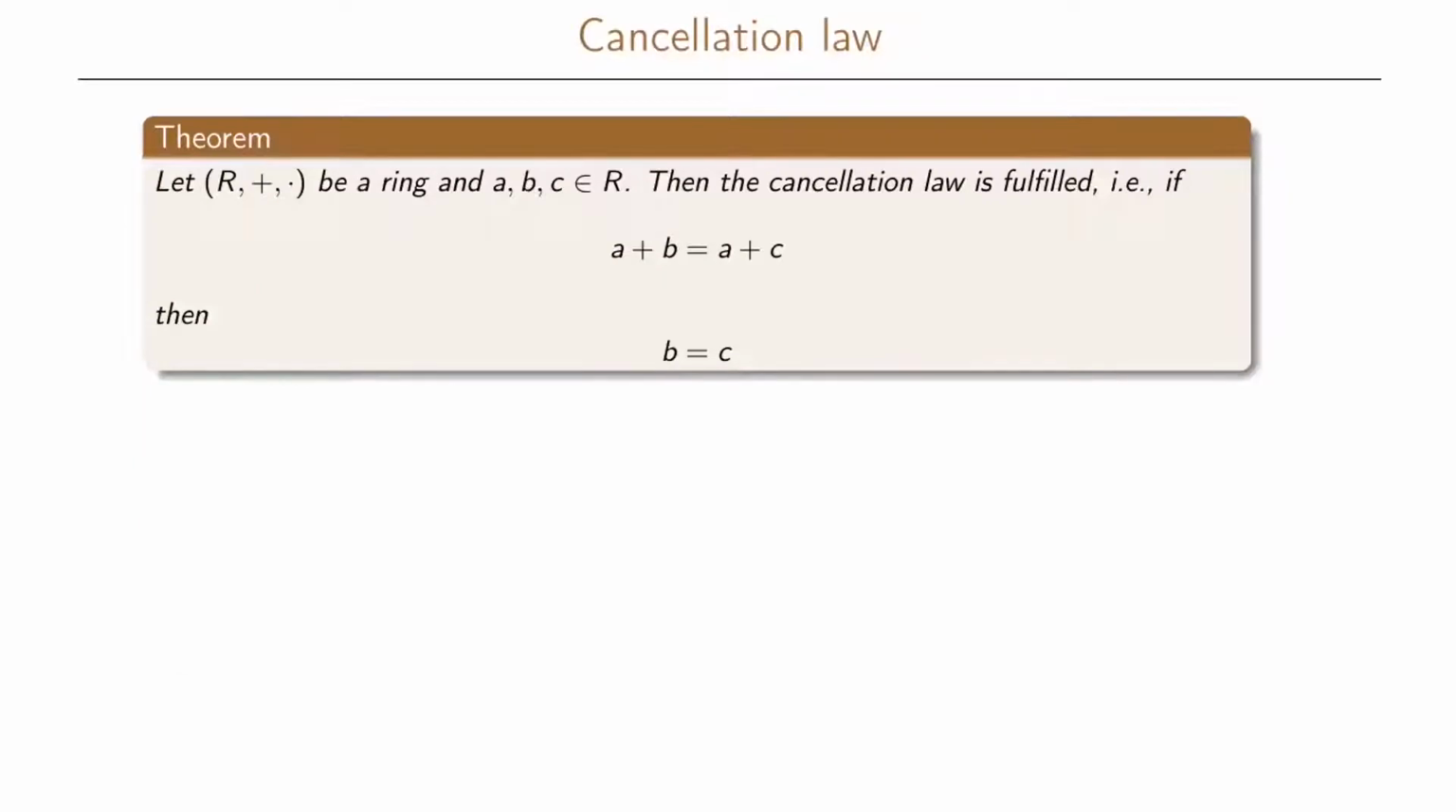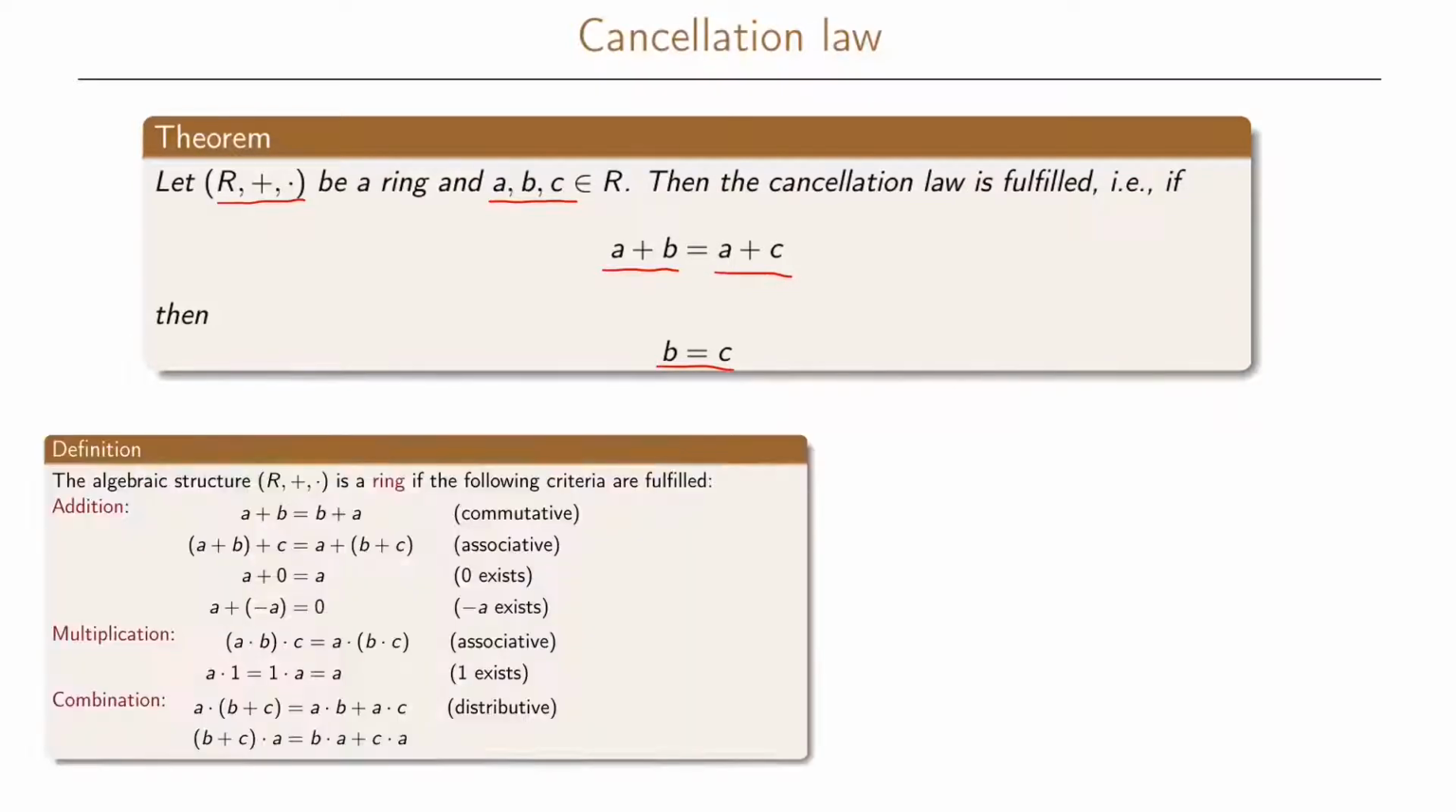The cancellation law, on the other hand, is not by definition, but this is instead a theorem. So we have, let (R, plus, multiplication) be a ring, and the elements A, B, C belong to the set of the real numbers here. Then the cancellation law is fulfilled, that is, if A plus B equals A plus C, then we have B equals C. And when we want to prove this, we use the definition.